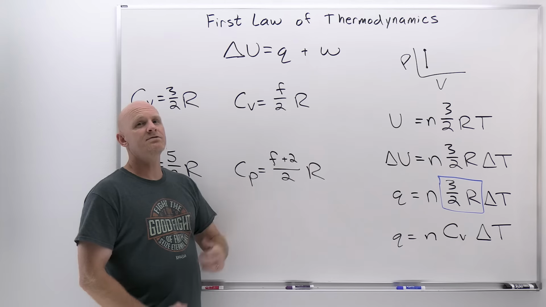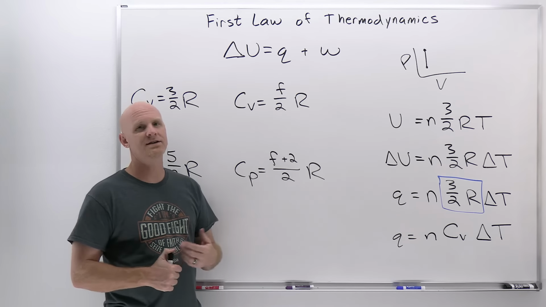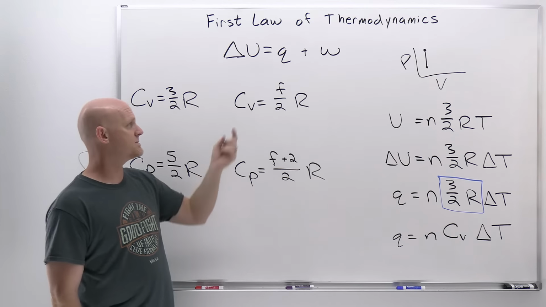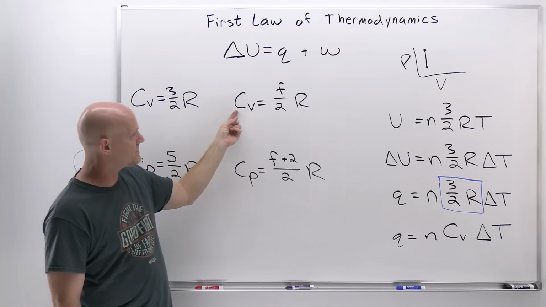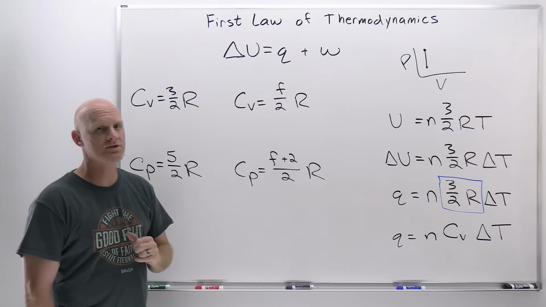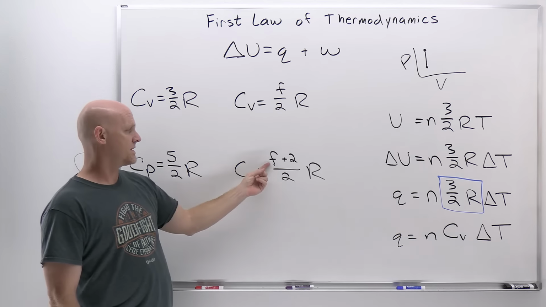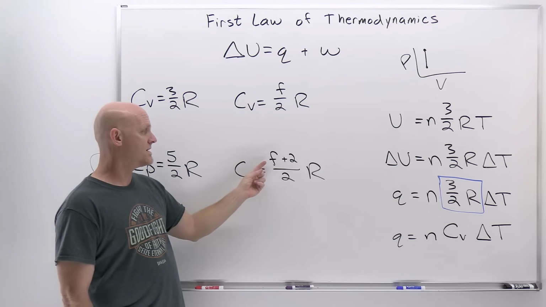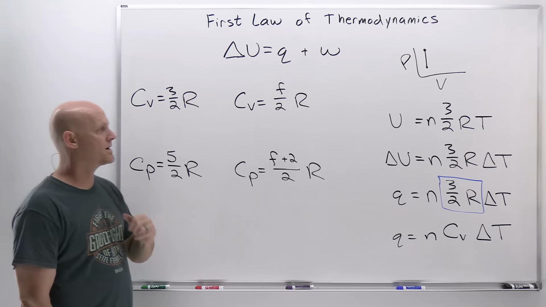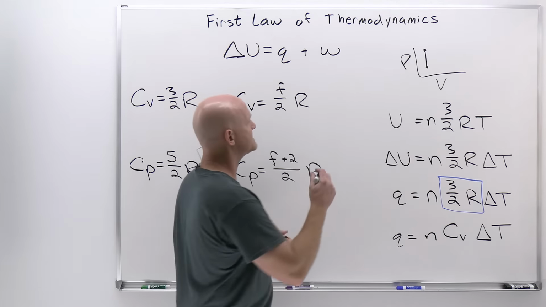Okay, so the way this works then for a monatomic ideal gas, you only have the three translational degrees of freedom, and so F equals 3. And we can see that the constant volume heat capacity would be 3 over 2 times R, just like we saw a minute ago. And again, the constant pressure heat capacity would be (3 plus 2) over 2 times R, i.e. 5 halves R. Not so bad. So what if we have a diatomic gas?